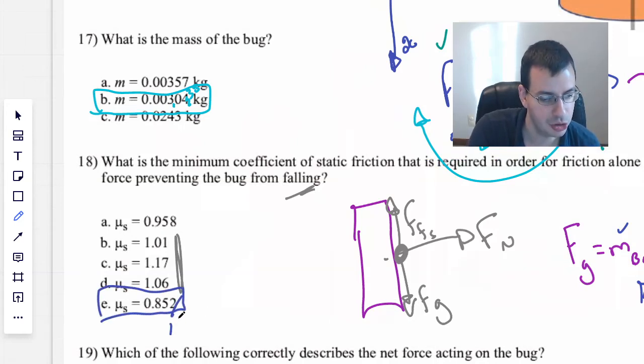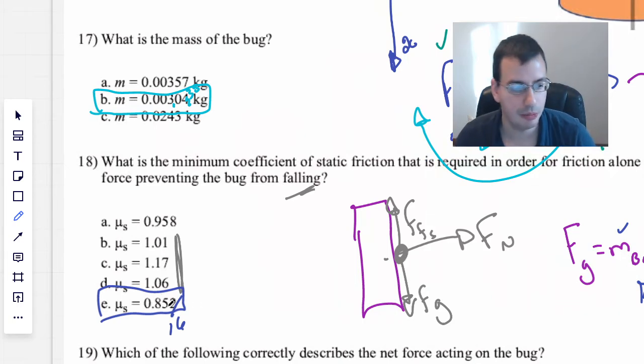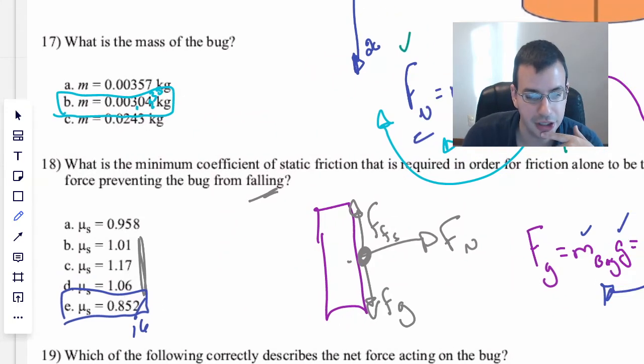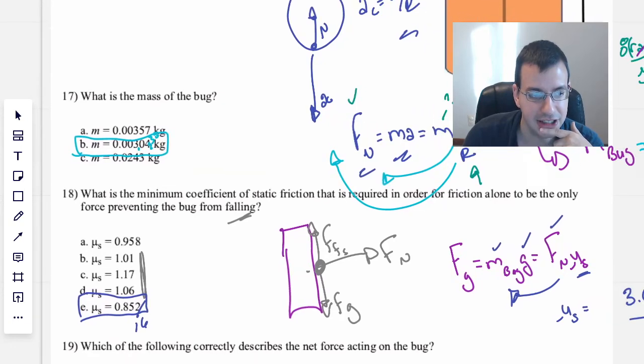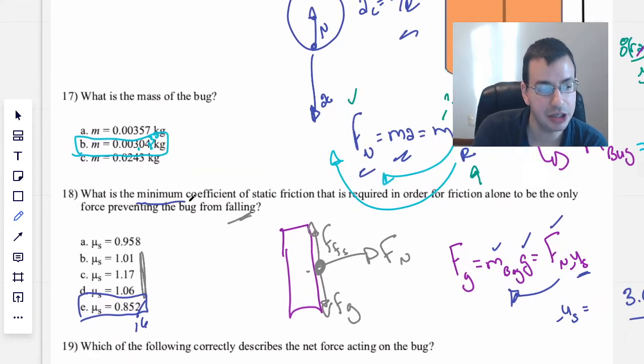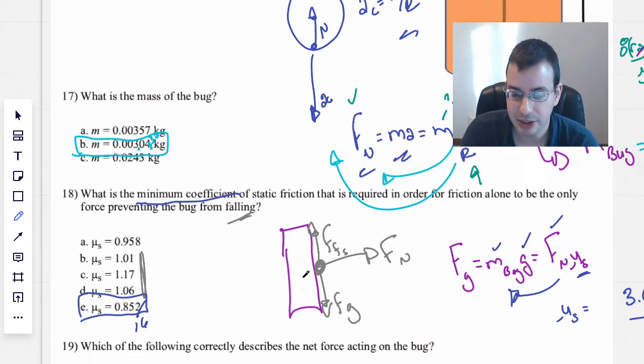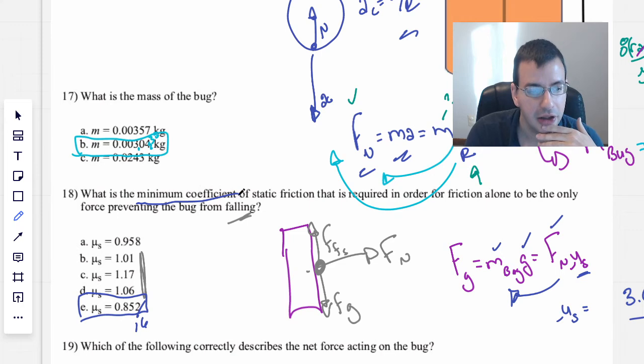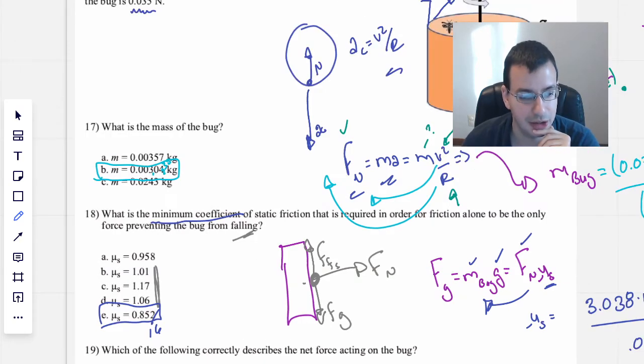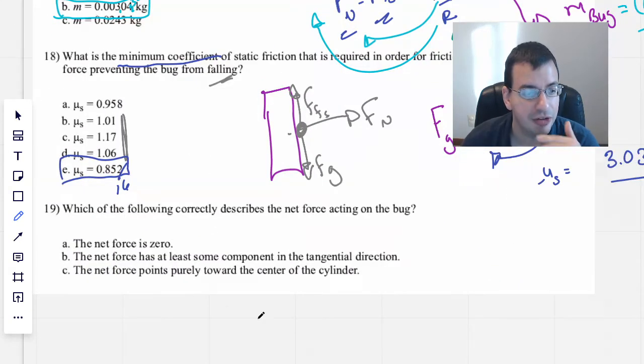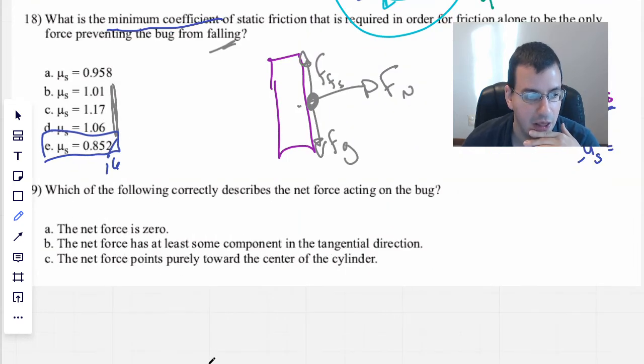So instead of 2, if we had 1/6, it would round up to 0.852. So we're good there. So that'll be E as the minimum coefficient of static friction, which makes sense as a minimum because it could be bigger too. We said the minimum because we assume that that's just where it breaks and the bug would start falling. The coefficient of friction could be bigger, causing it to definitely stay, even if the lampshade slowed down a little bit. Which of the following correctly describes the net force acting on the bug?